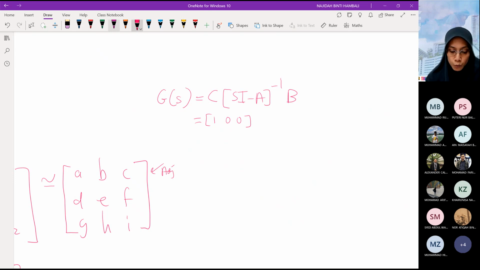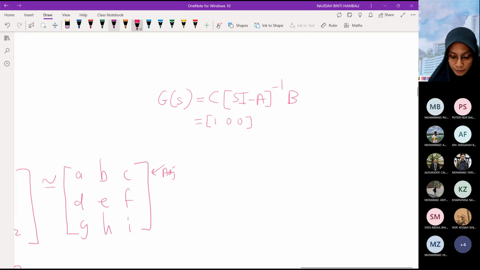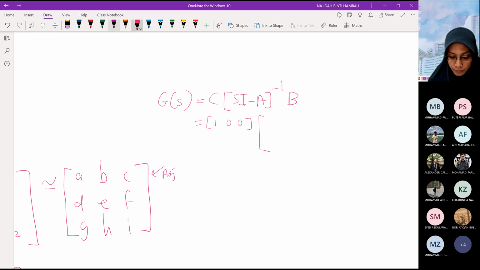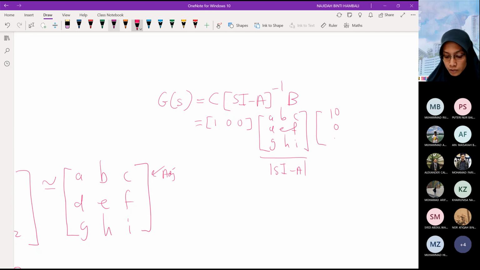Okay, so we already represent our 3 by 3 adjoint matrix with labels A until I. By using this representation, it can save a lot of your time. Divide by the determinant of sI minus A, just put the symbol first. Do not plug in the values of the polynomial functions, and then multiply with matrix B, 10 0 0.